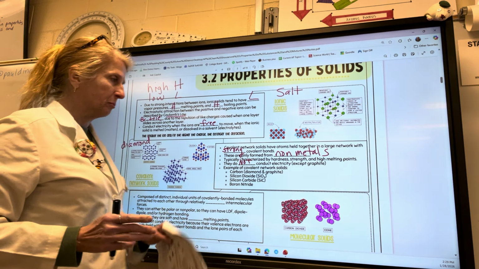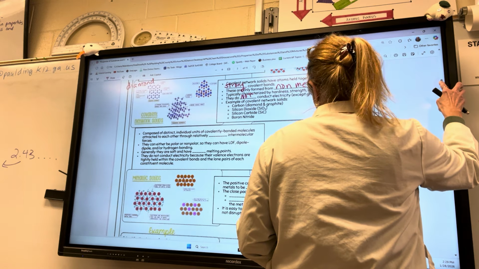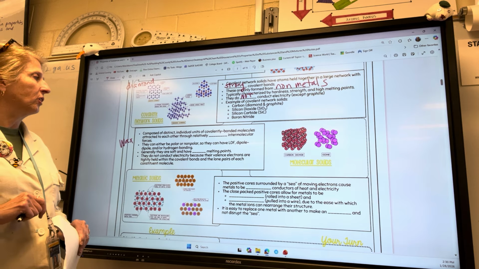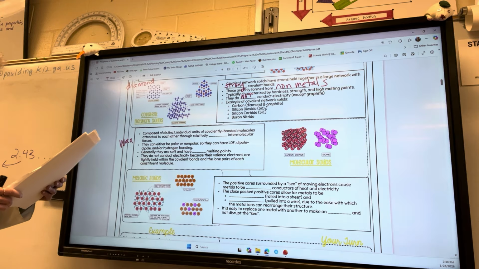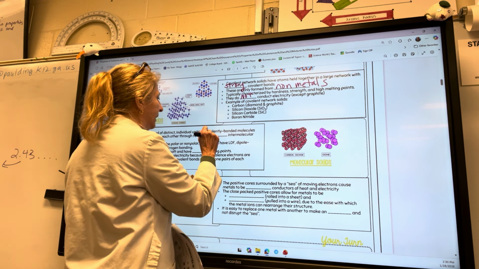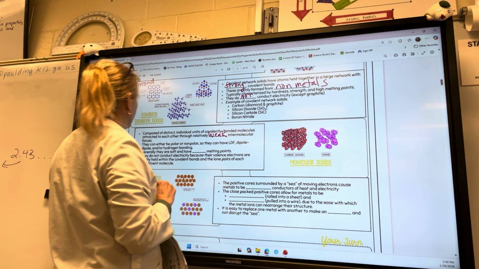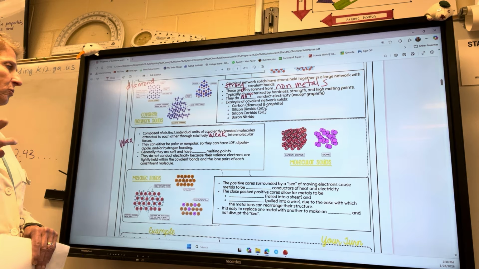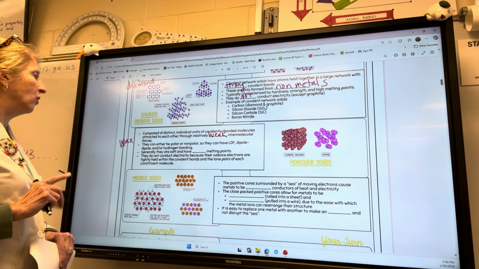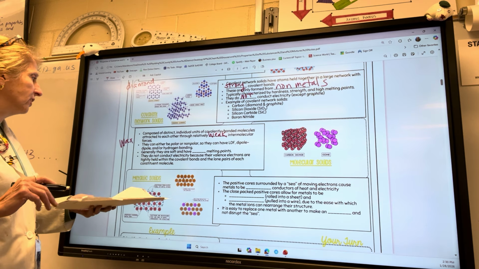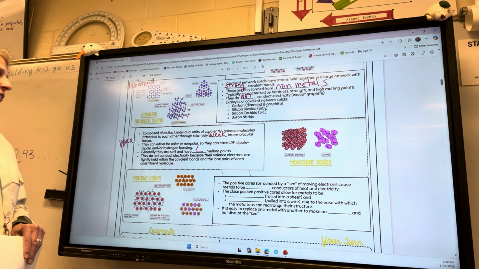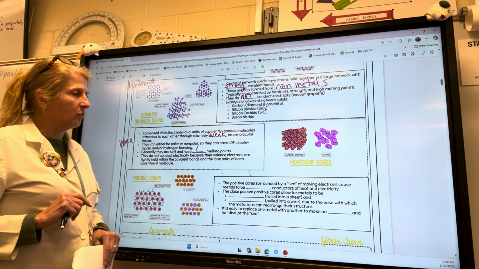Okay, our next one is molecular solids, covalent compounds. Our example for this, let's say wax. That's a good one, wax. Composed of distinct individual units, covalently bonded molecules attracted to each other through relatively weak intermolecular forces. They can either be polar or nonpolar, so they can all have London dispersion forces, but they can also have dipole-dipole and/or hydrogen bonding. They generally are soft and have low melting points. They do not conduct electricity because their valence electrons are tightly held in covalent bonds.